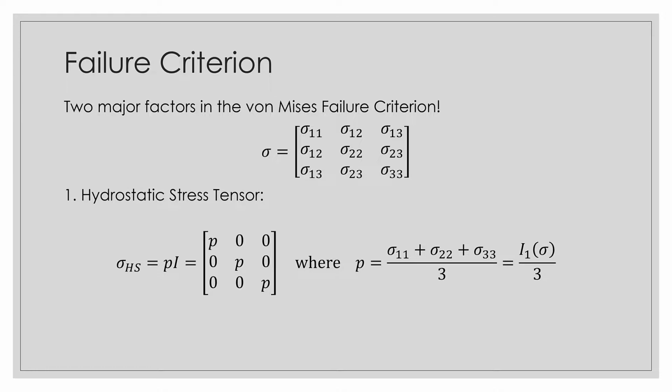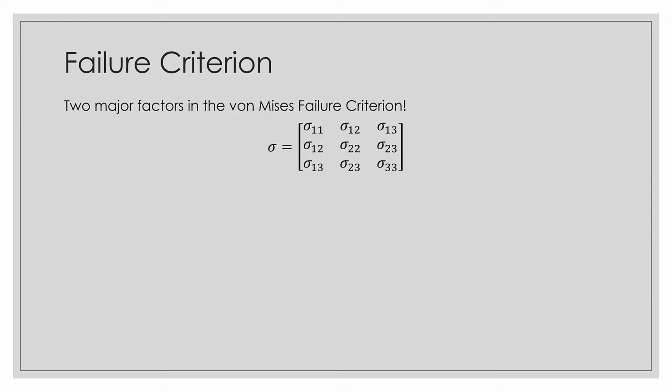And I take that value, which again is just a scalar, and multiply it into the identity matrix to get a diagonal row of P's, and the rest will be 0. Again, I said that one of these two major factors is a lot more important than the other. This one is the lesser important factor, the hydrostatic stress tensor. The major one that we're going to want to look at going forward is something called the deviatoric stress tensor. This is where a lot of the failure criterion is based around.